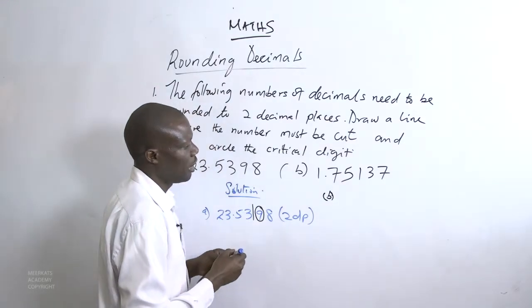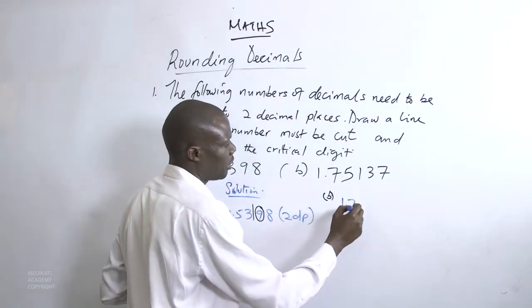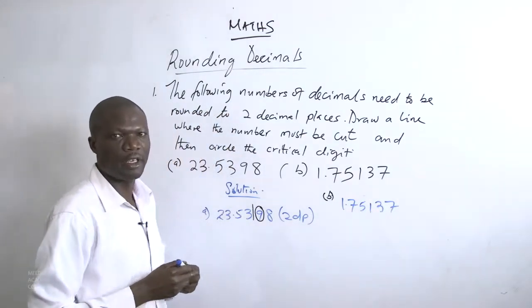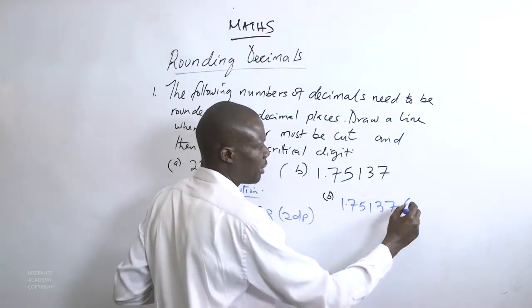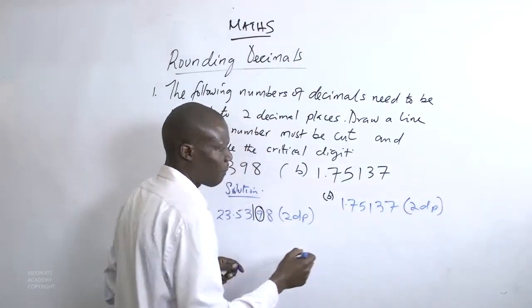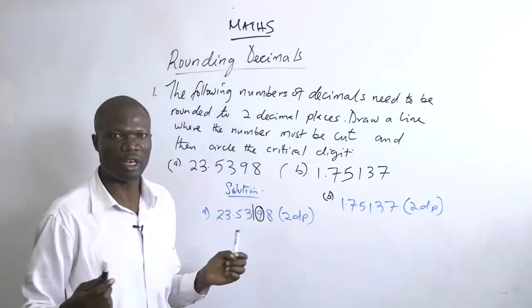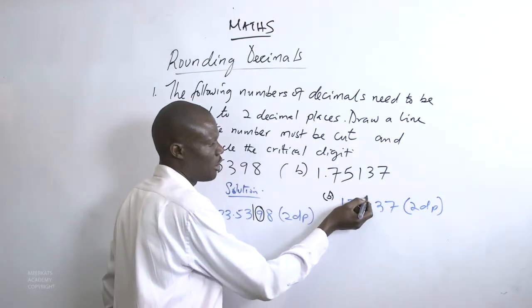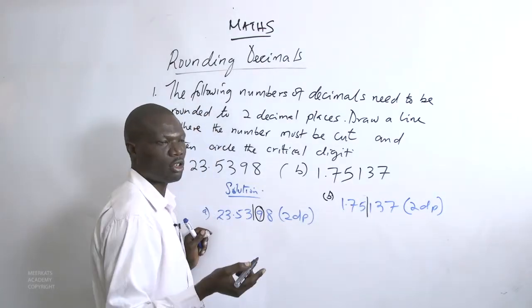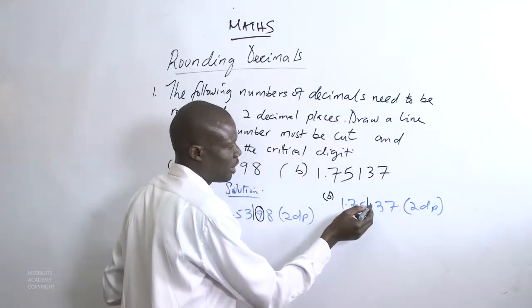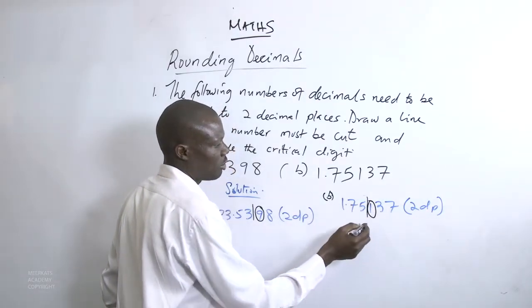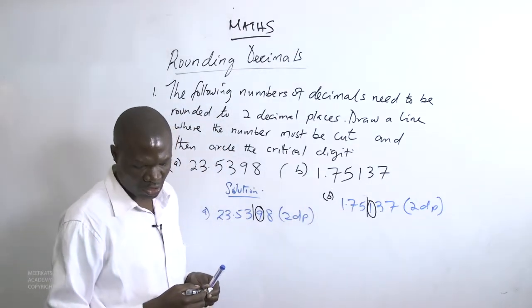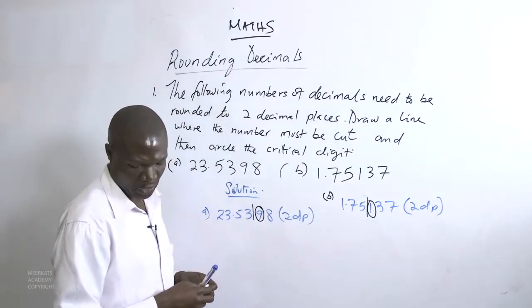In B, the solution here, the number is 1.75137. Again, the number of decimal places required is 2 decimal places. Therefore, we look at the point where we are required to cut, and that is 2 decimal places. So after the decimal point, we count 2, and then we have our line. And then the critical digit that comes immediately after is 1. So we have been able to show the critical digit, and we have been able to show where we are going to cut.